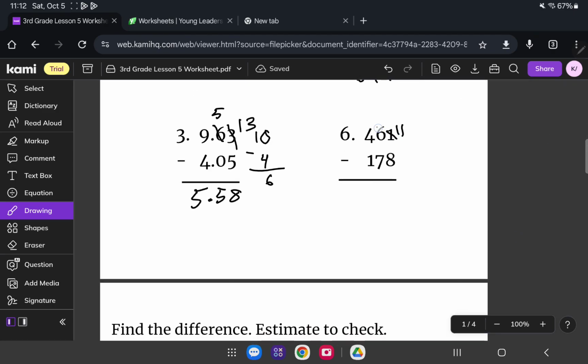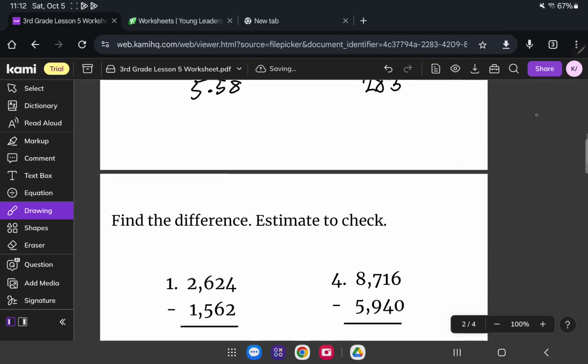We borrow a 10 again. 11 minus 8 is 3. And then we have to borrow a 10 from the 4. So that makes it 3. 15 minus 7 is 8. And then 3 minus 1 is 2. We round this one up. We also round this one up. And we get 300. And this rounded up is 300.